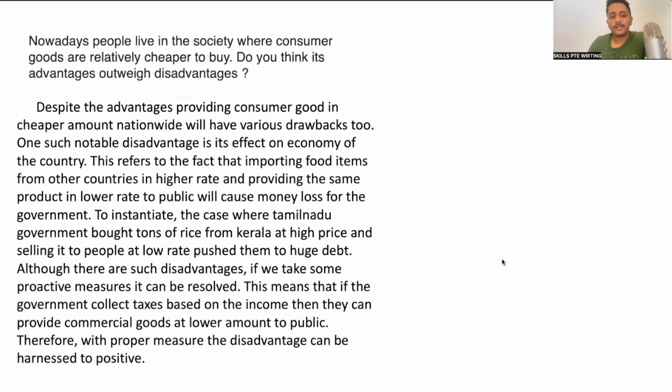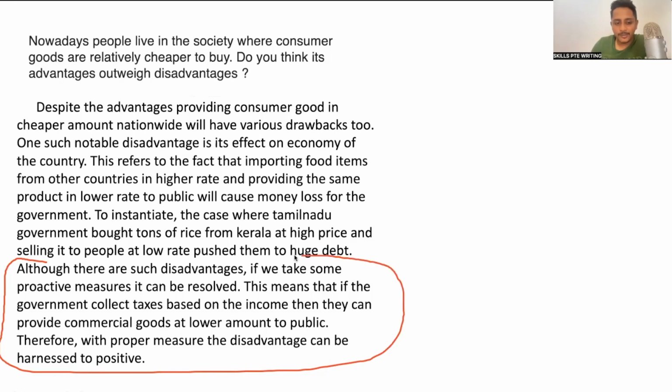Okay. So this is the third paragraph the person has written. Now the advantage over, maybe here you get that. This entire part, you put that in the next paragraph. That's it, if you want to write separately. Just two or three sentences separately you need to write for the outweighing part. Despite the advantages of providing consumer goods in cheaper amounts nationwide, there is some grammatical mistake here, it will have various drawbacks too. One such notable disadvantage is its effect on the economy of the country.